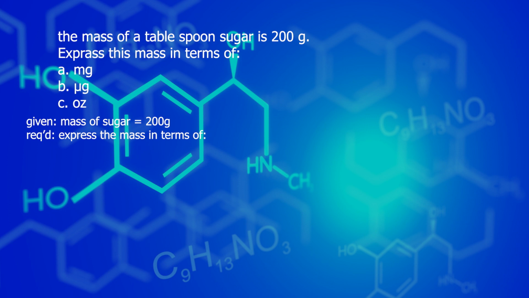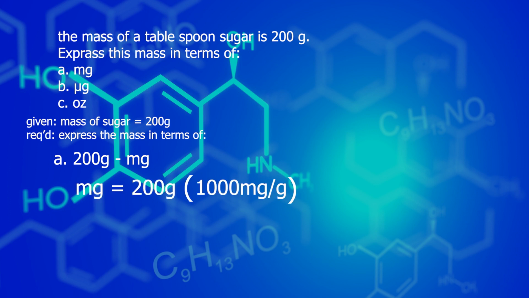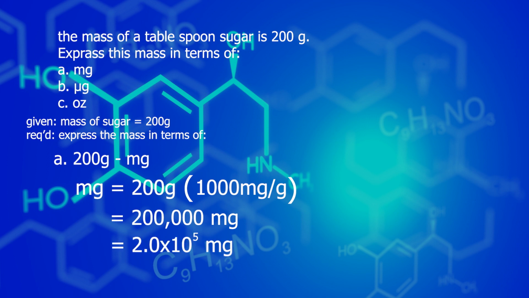So to convert the mass, which is 200 grams, to milligrams, you have to multiply 200 grams by 1,000 milligram per gram. So you can cancel out the gram unit, leaving the milligram unit. So the answer is 200,000 milligrams. Expressing this in terms of its scientific notation, it is 2 times 10 to the positive 5 milligrams.